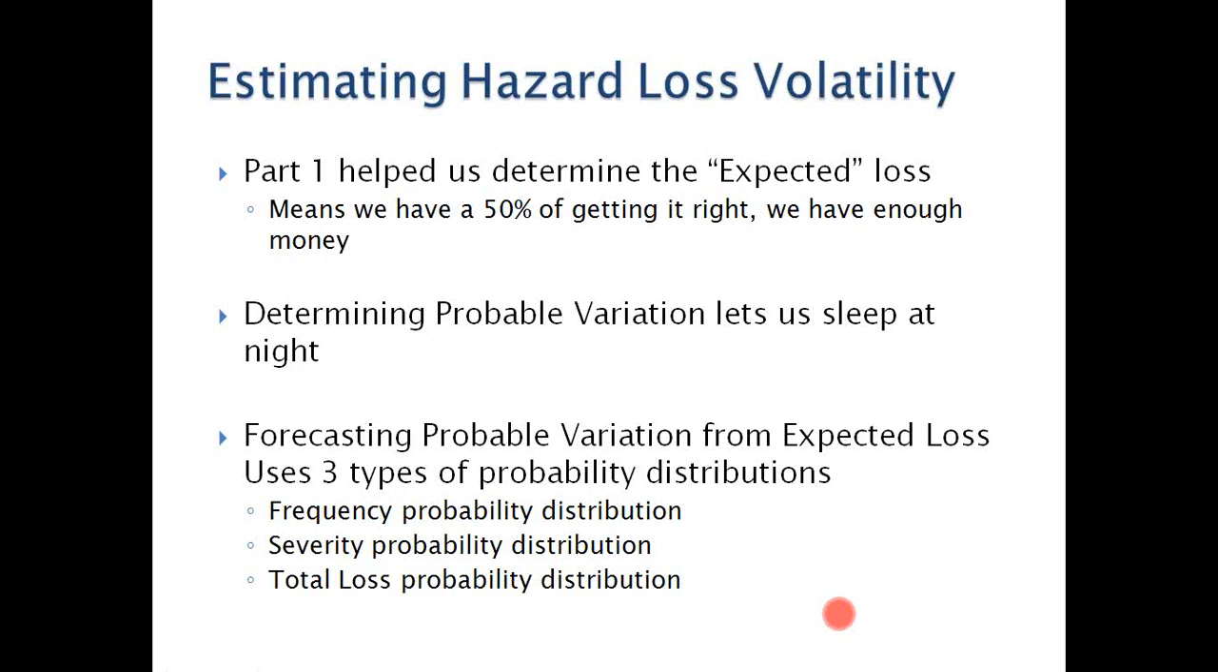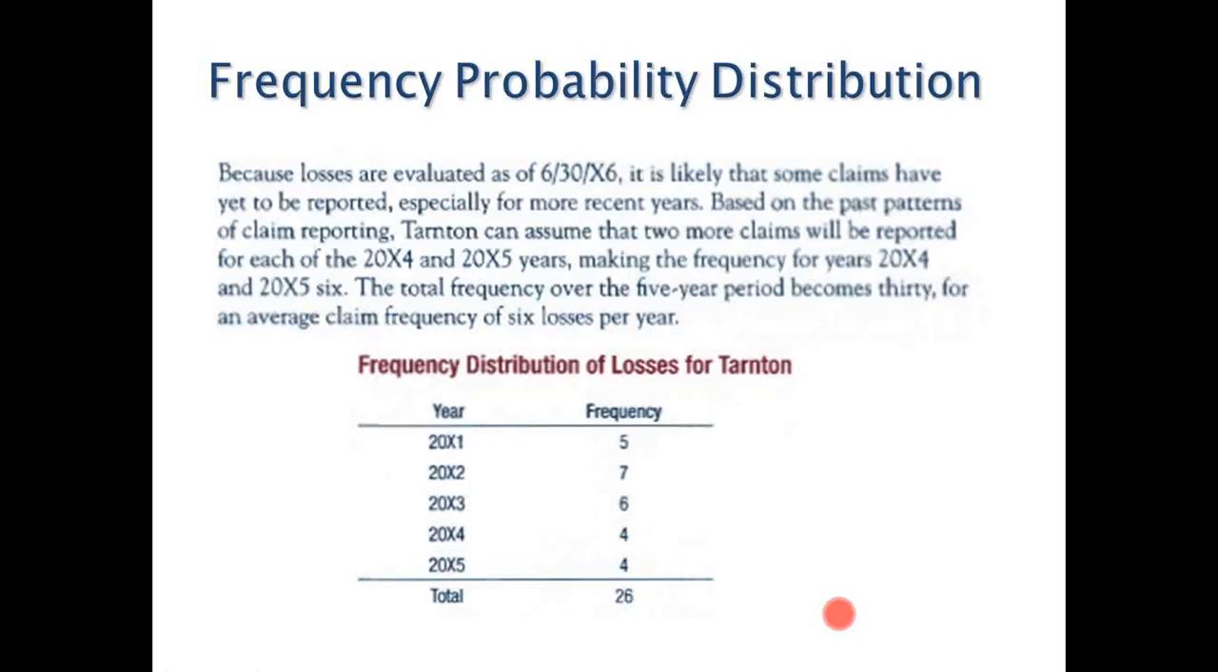We're basically going to follow the same pattern for three types of probability distributions. First, a frequency probability distribution, then a severity probability distribution, and then we combine the two to come up with what's called a total loss probability distribution. If you look at an actuarial report, they basically do this. It's in the 100 pages behind the main part of the report. You're going to see these distribution tables back there, doing exactly what we're talking about here this evening.